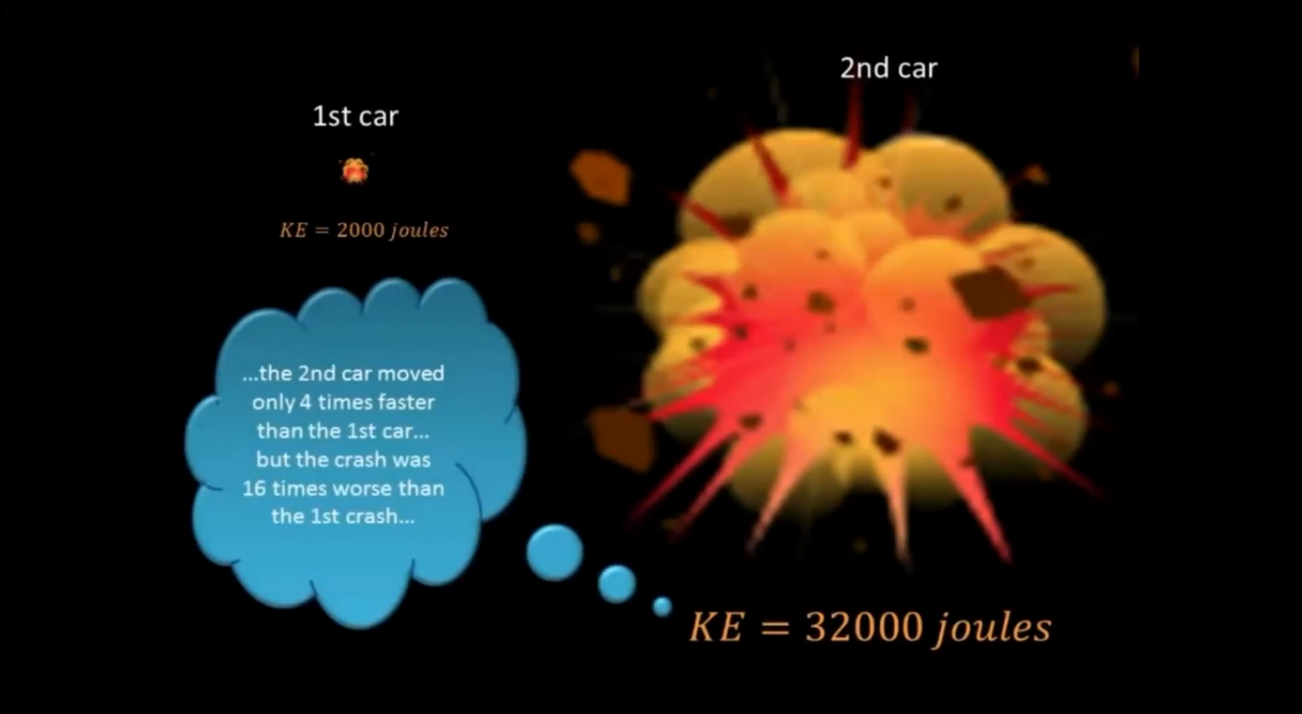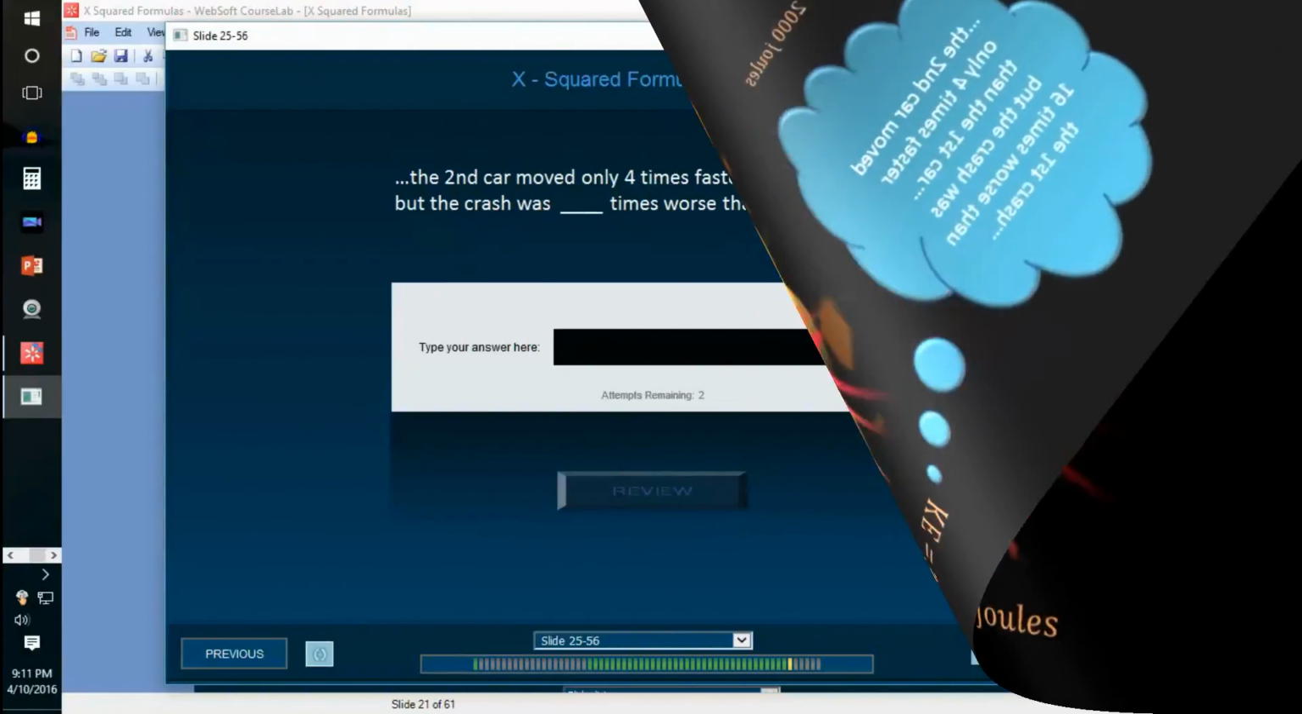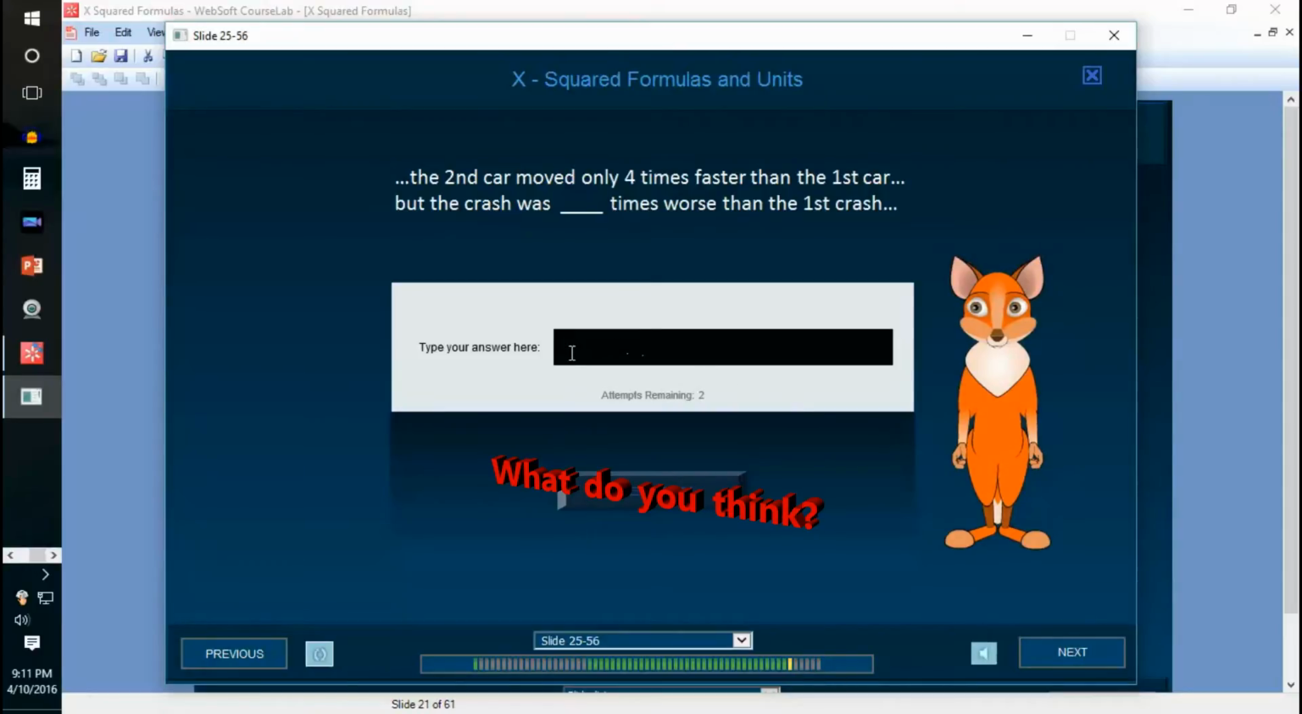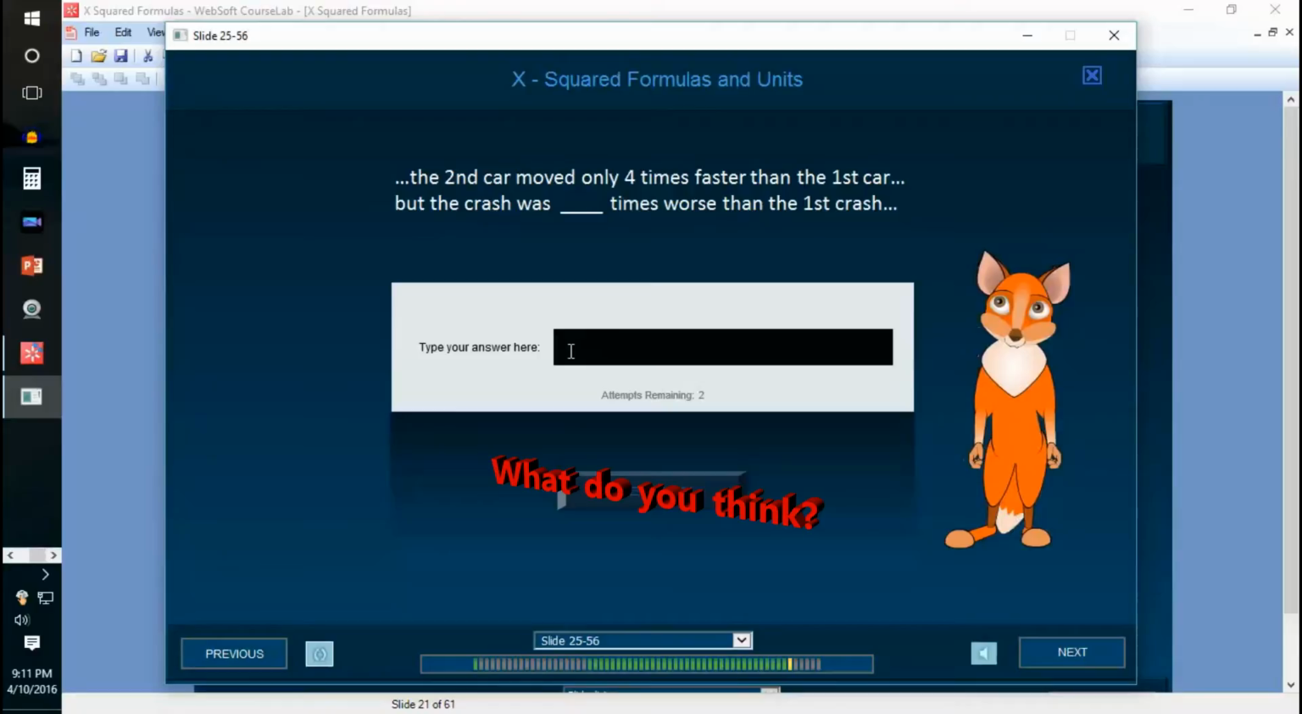The second car moved only 4 times faster than the first car. But we can see that the crash of the second car was 16 times worse than the crash of the first car. The second car moved only 4 times faster than the first car, but the crash was 16 times worse than the first crash.